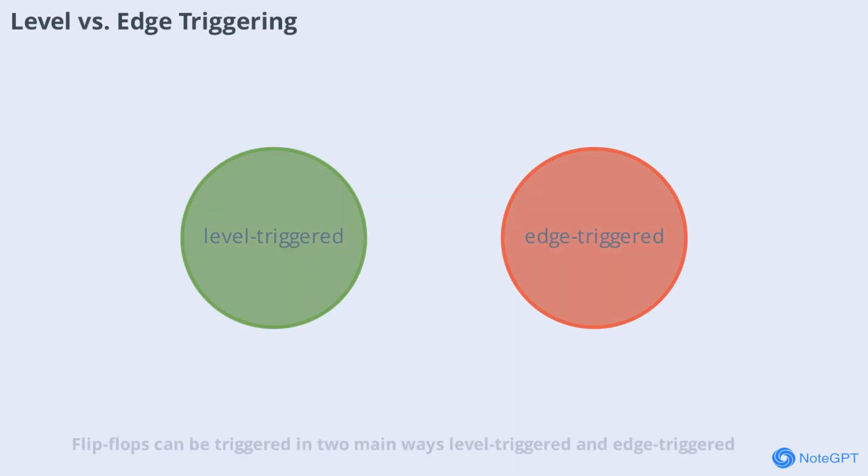Flip-flops can be triggered in two main ways: level-triggered and edge-triggered. Level-triggered flip-flops respond to the input signal as long as the clock is at a certain level, either high or low. Edge-triggered flip-flops, on the other hand, only respond at the moment the clock signal transitions, either from low to high (rising edge) or high to low (falling edge). Edge-triggered designs are preferred in synchronous systems because they reduce the risk of glitches and ensure precise timing.